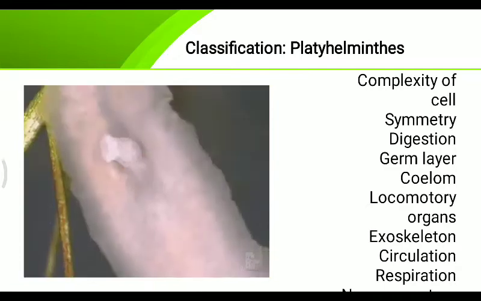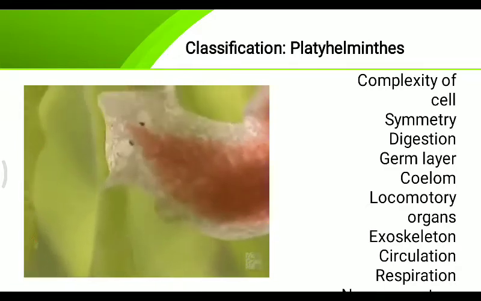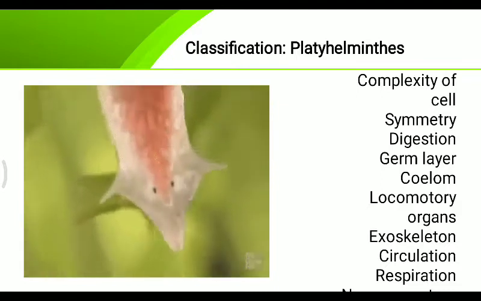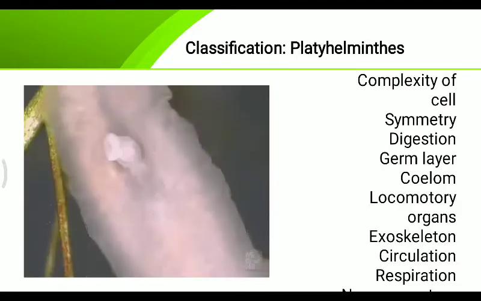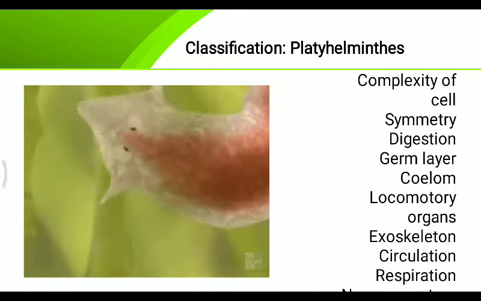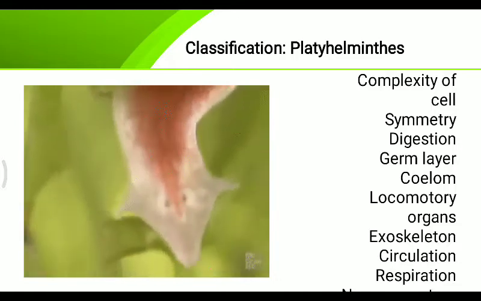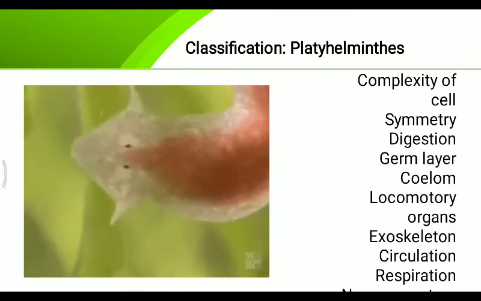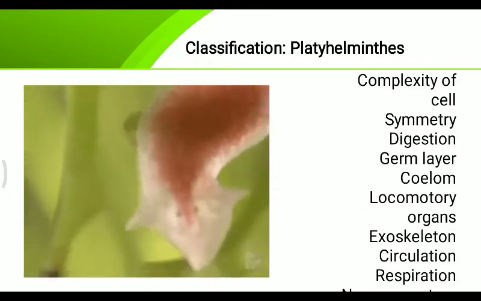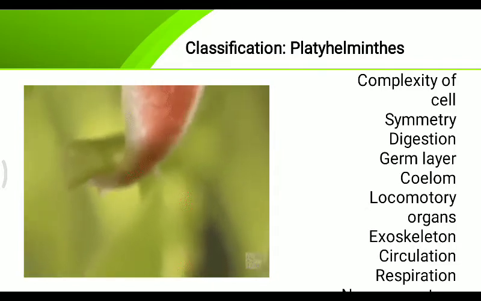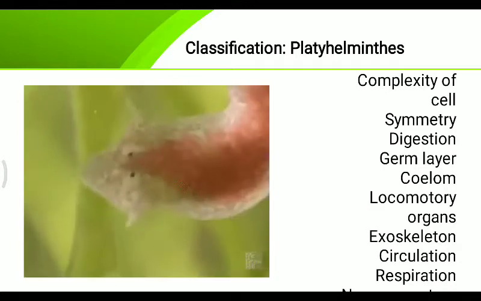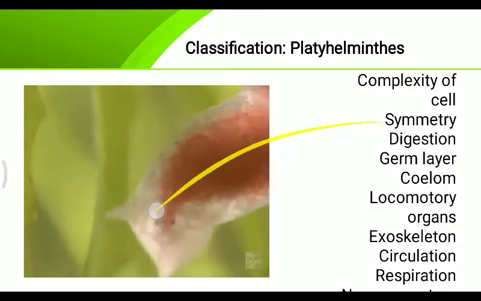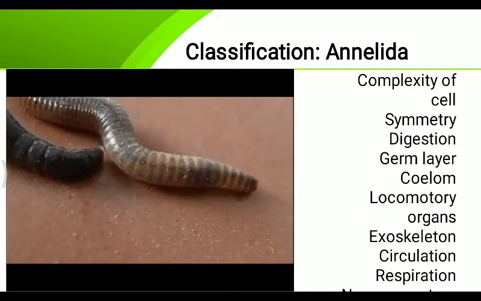This is Planaria. The other example is the tapeworm. What does Platyhelminthes indicate? Helminths are worms. Platy means flat bodied, and there is a significance of having a flat body for these organisms, which you will be studying further. The next phylum is Annelida.